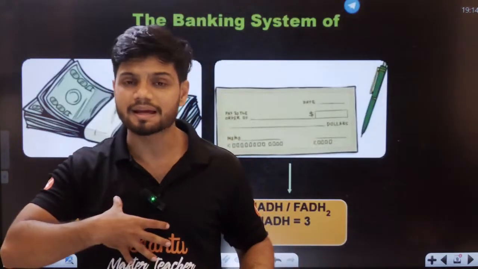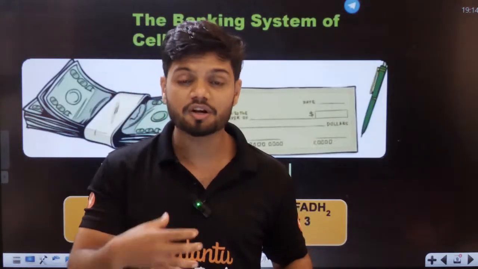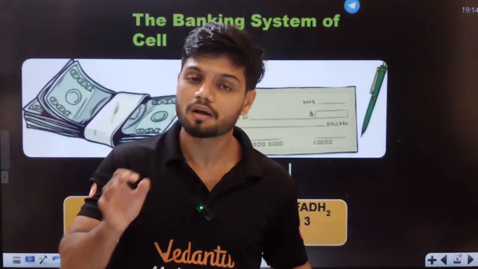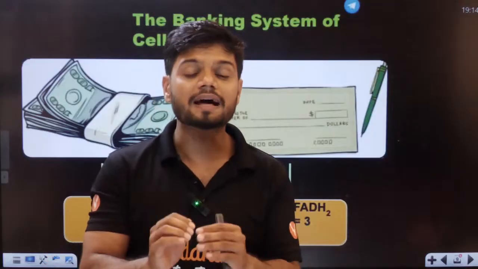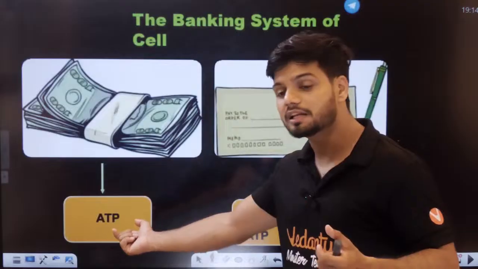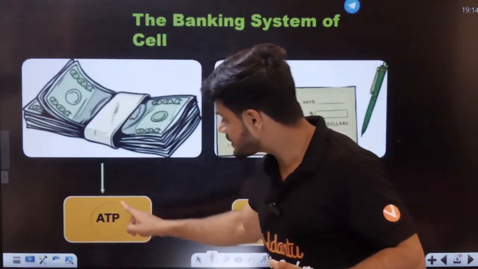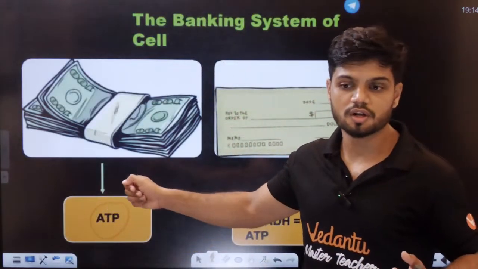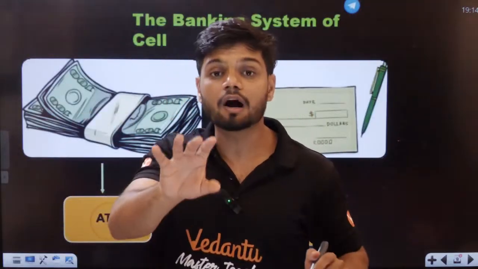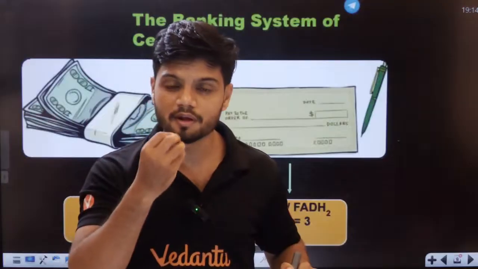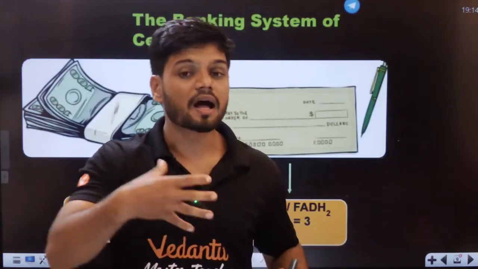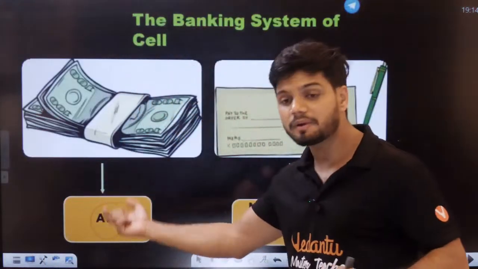Any process inside our body, if it has to happen, it needs currency, and the currency is called ATP. And this ATP has a lot of energy. So our body will use the ATP and do the work. Like how you will use money and buy ice cream or samosa. Our body will use ATP and do things.